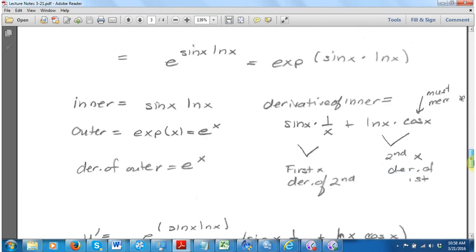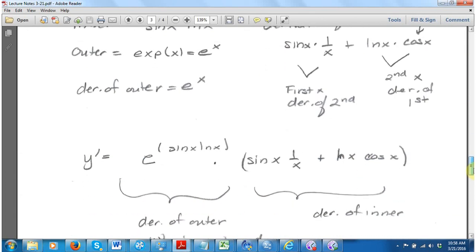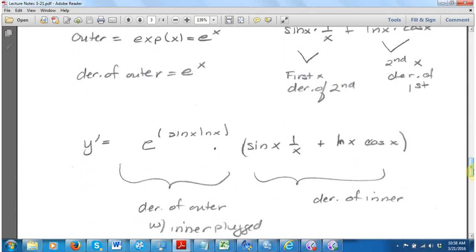And then derivative of the outer is e to the x. You guys already told me that. And assemble. Derivative of the outer with the inner plugged in times the derivative of the inner. More complicated looking, but the steps are all the same.